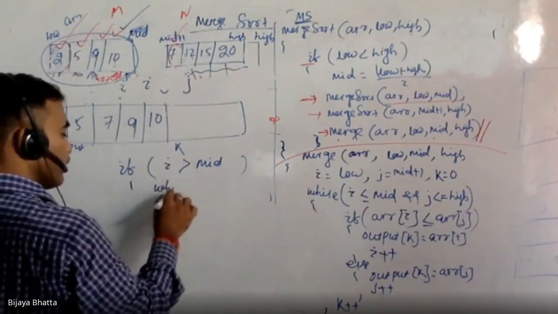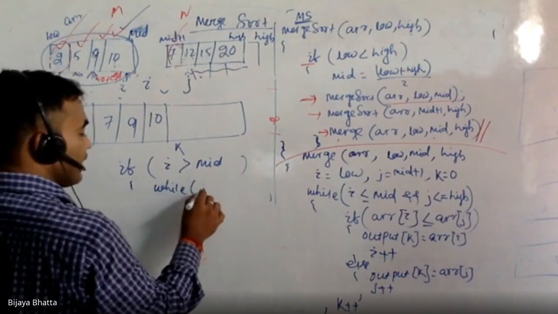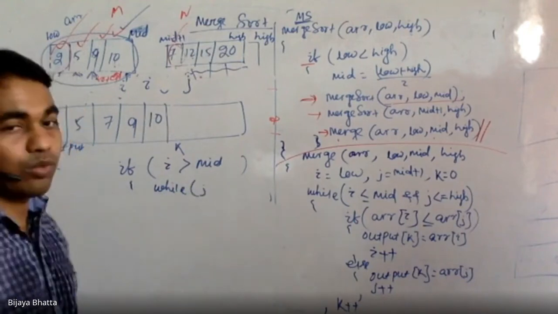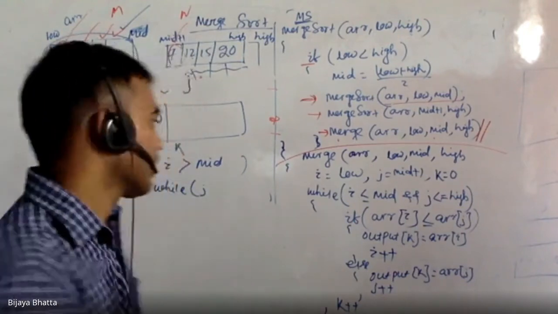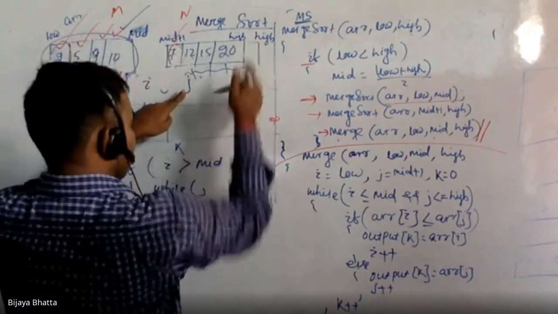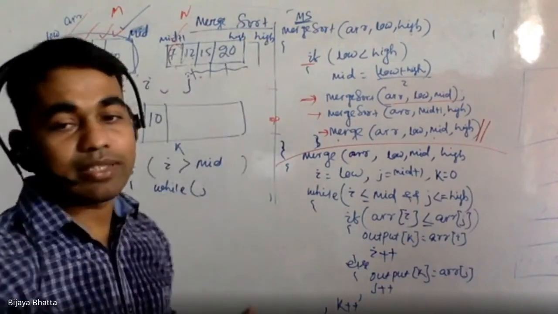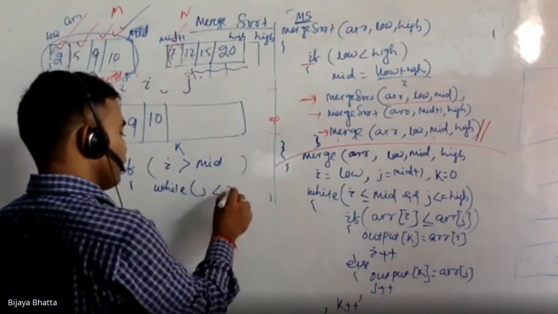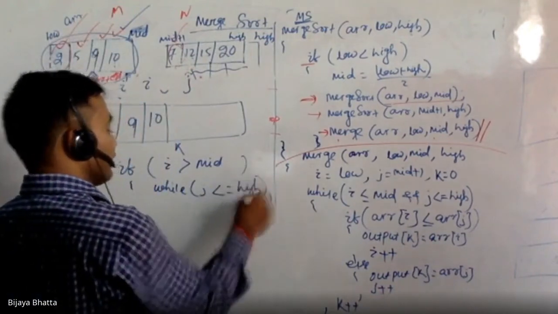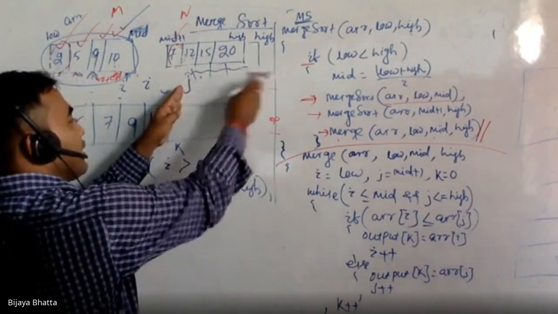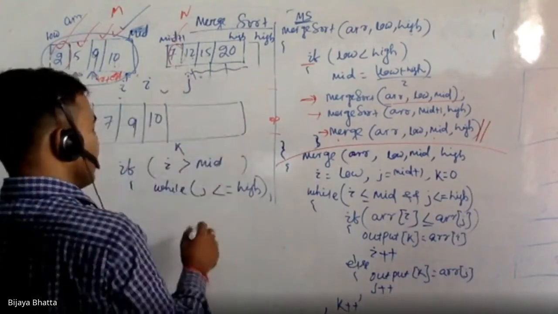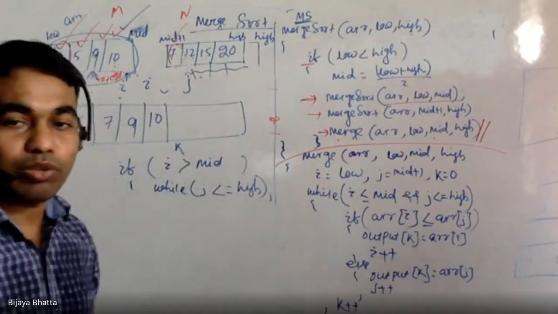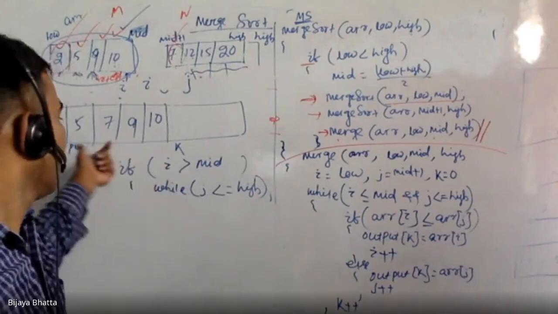So that means while j, what will you write? While j is less than or equal to high, right? So j will go till high, that means j is going till this point. You are going to copy all the elements to this particular output array, right?